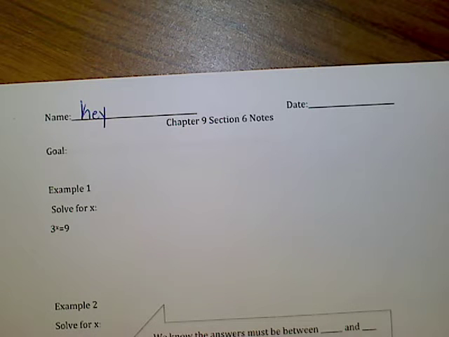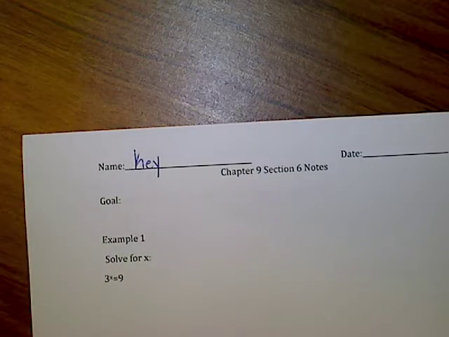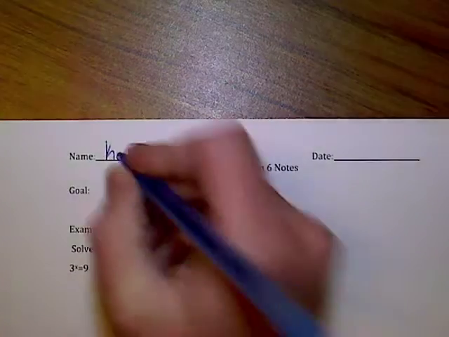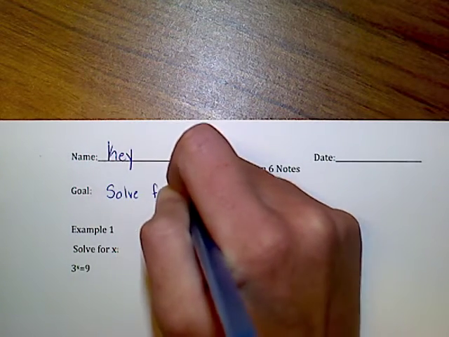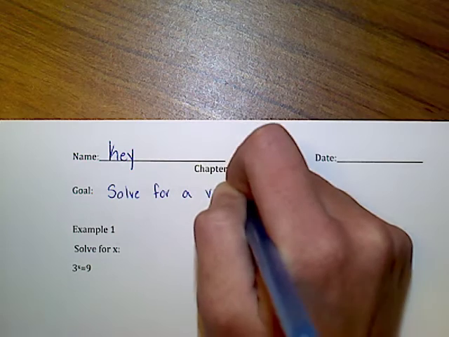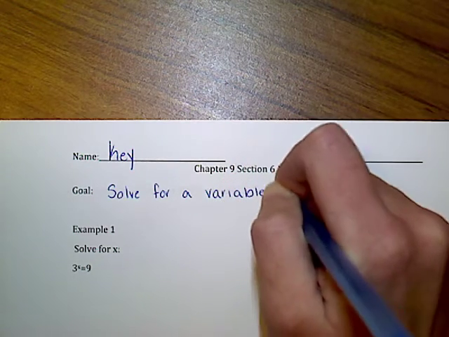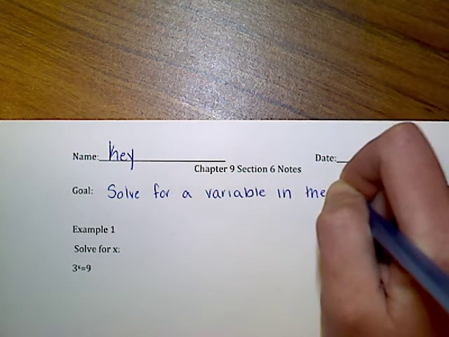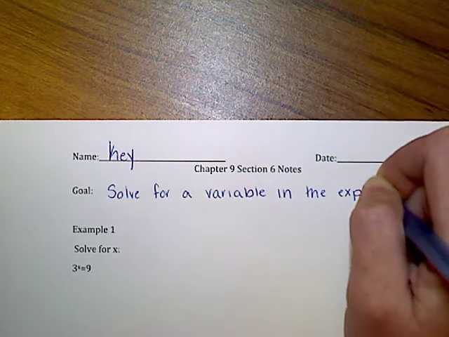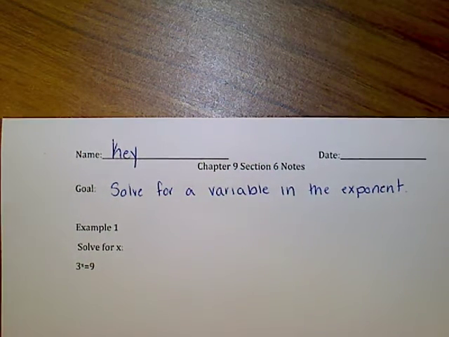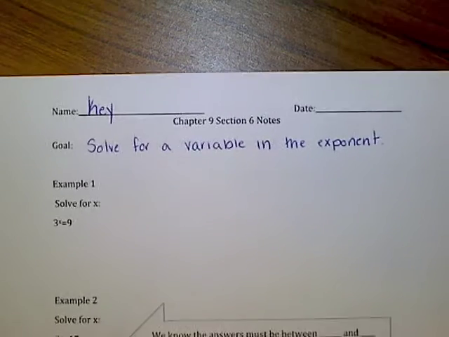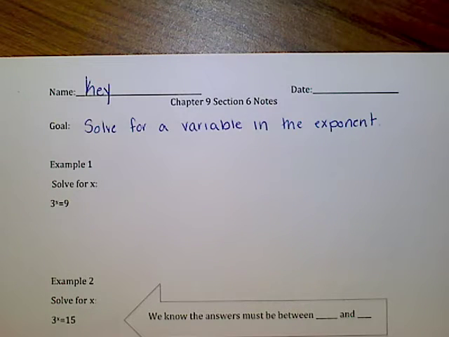Okay guys, so our goal for this set of notes in 9.6 is to be able to solve for a variable in the exponent, which is a goal that we've really been working with over and over again in this chapter. So this idea isn't new.